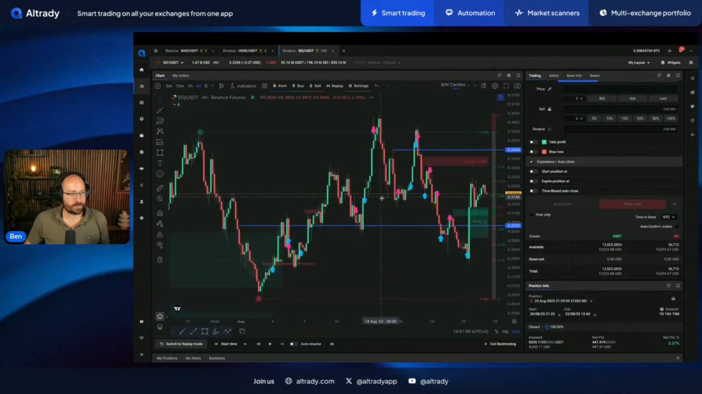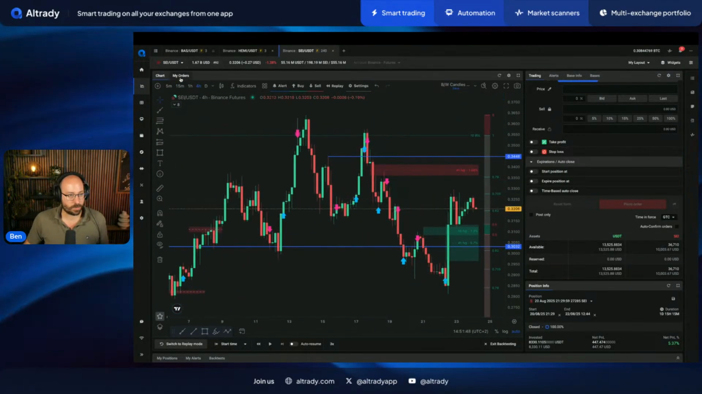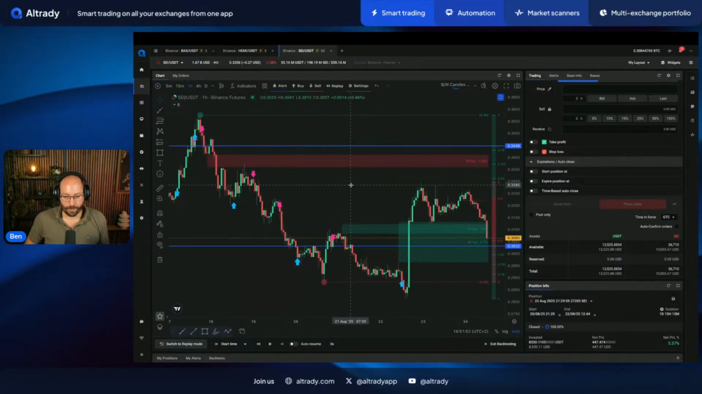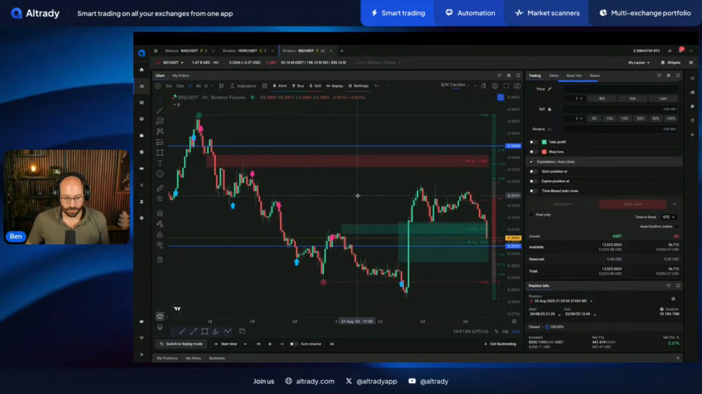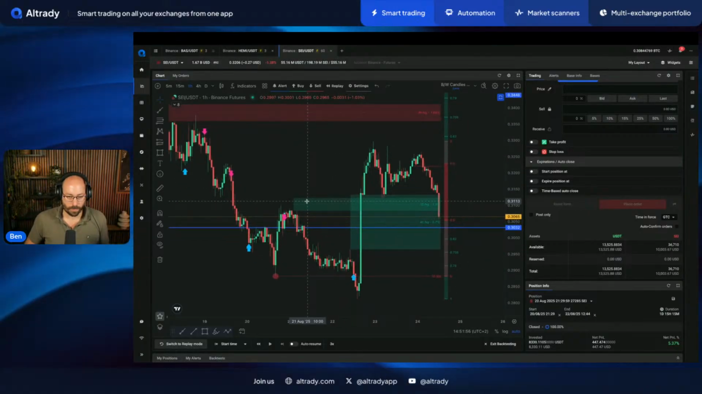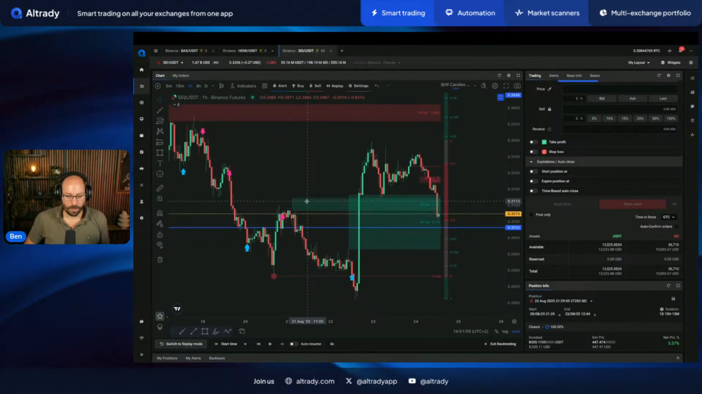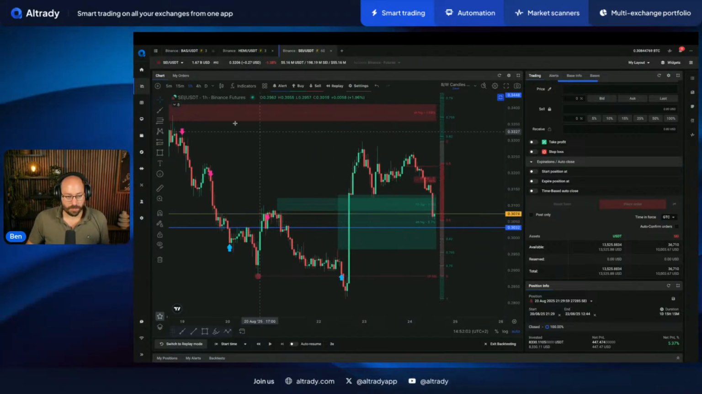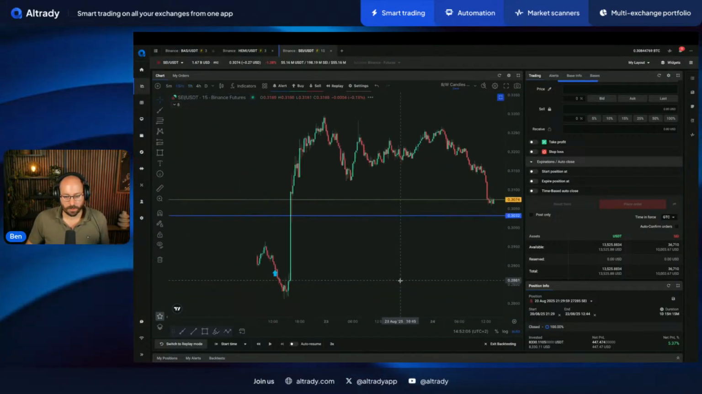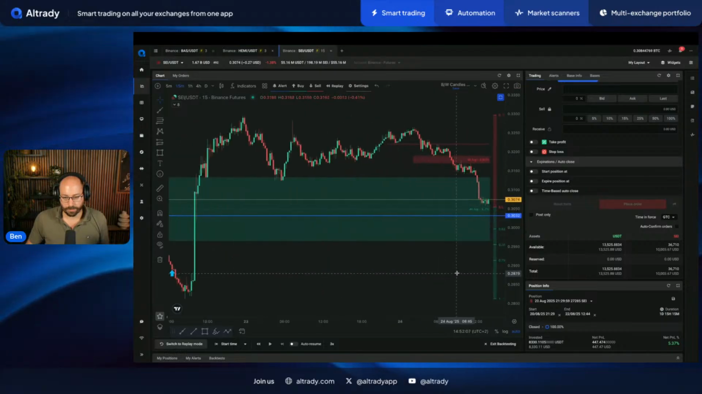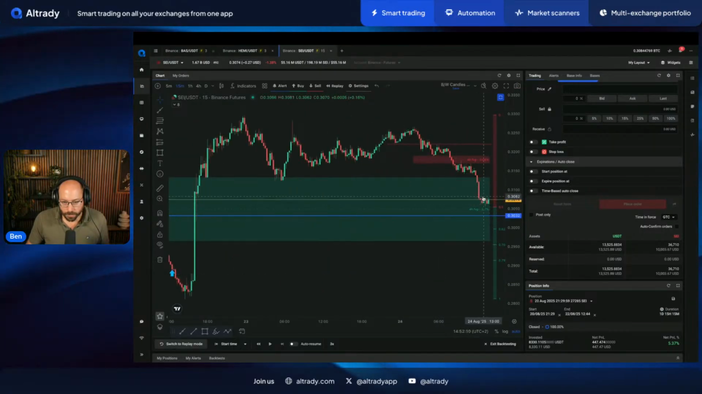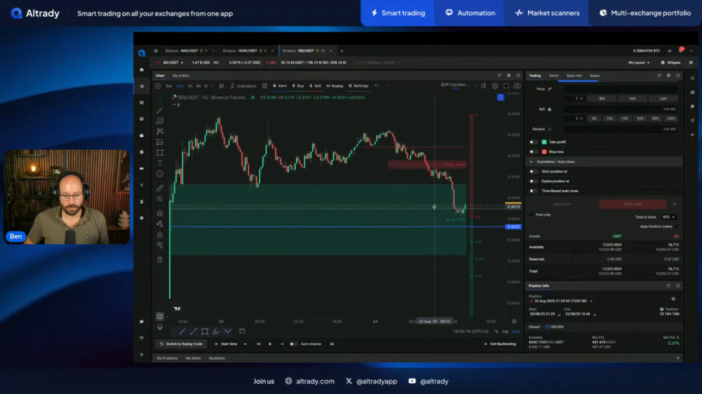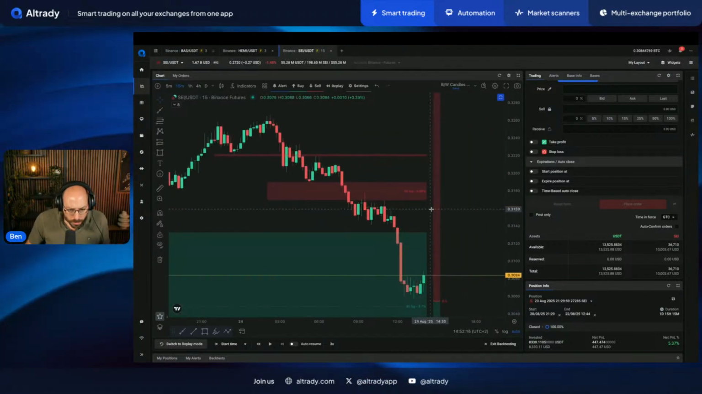Let's switch back to 1 hour because we might see the daily fair value gap being hit. But this is actually a decent level for the 4 hour. But again, well, I suppose here. So I don't know. Yeah, here.